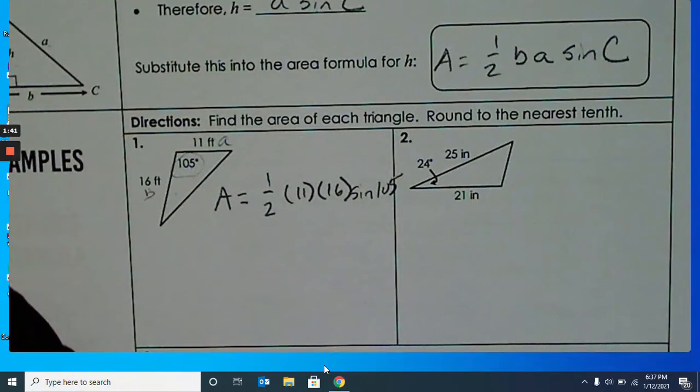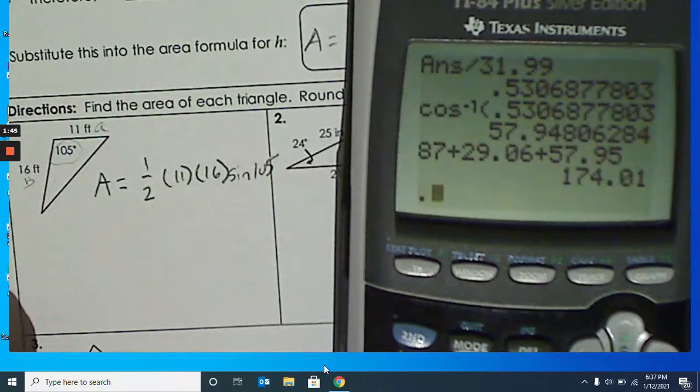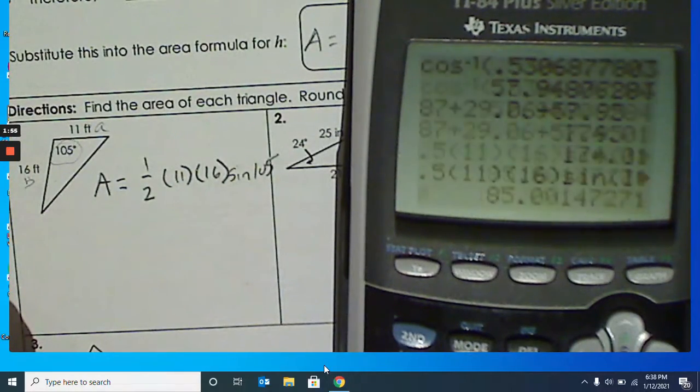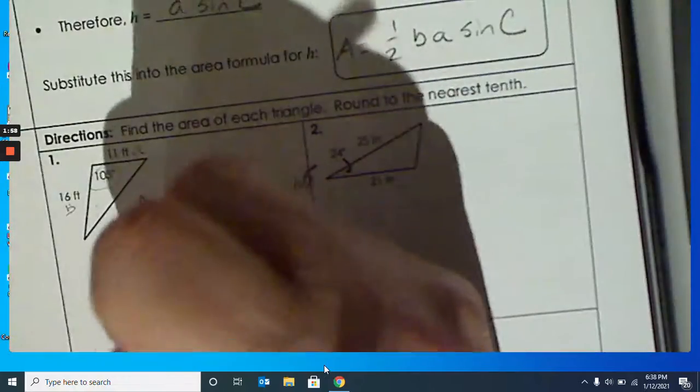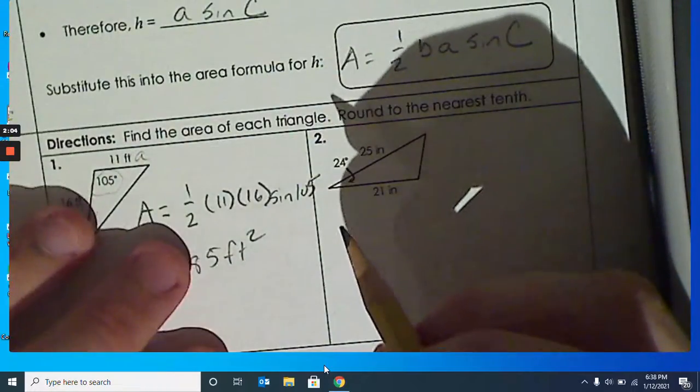And I ran it really fast. And so if I do that, I get 0.5, which 0.5 and 1/2 are the same thing, times 11 times 16 times the sine of 105. Then I get the area of that triangle is about 85 feet squared. Okay, pretty straightforward, right?